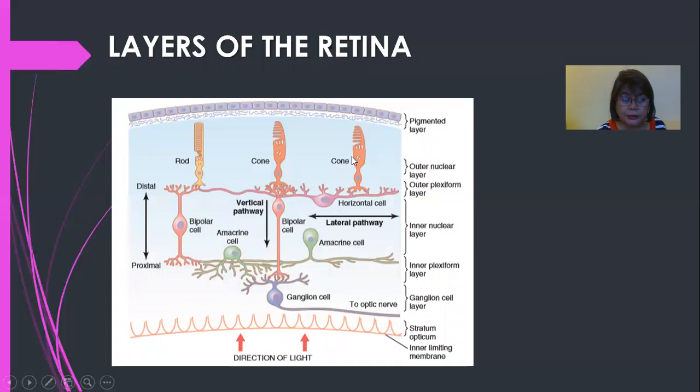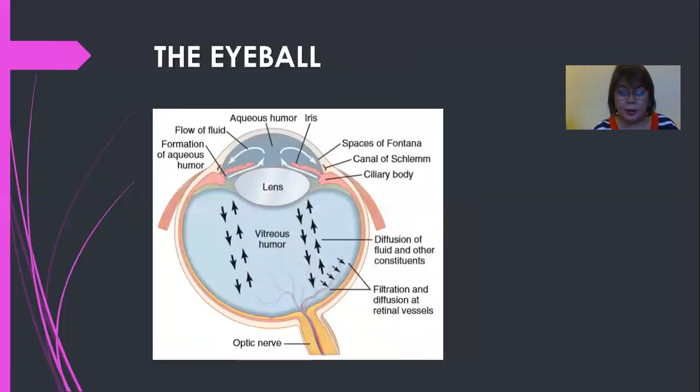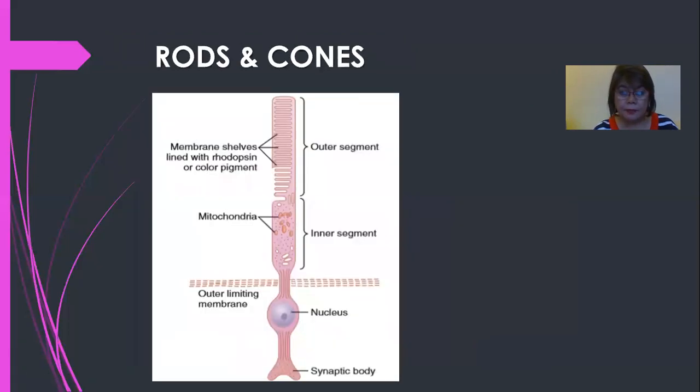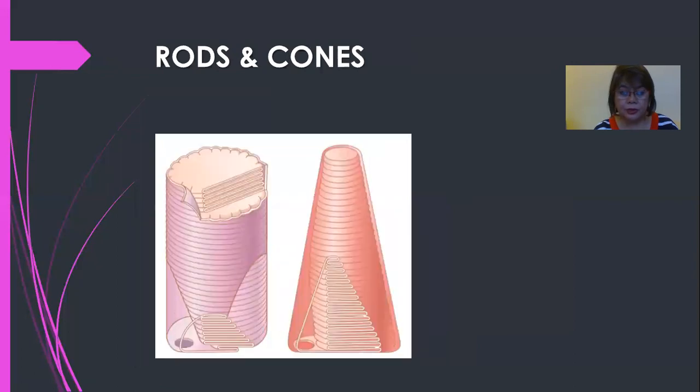So this layer of the retina contains the rods and cones, and we showed you a while ago how they look. And this one contains the vitamin A. Rods and cones.